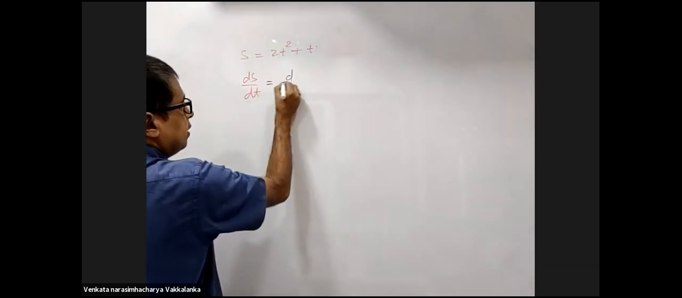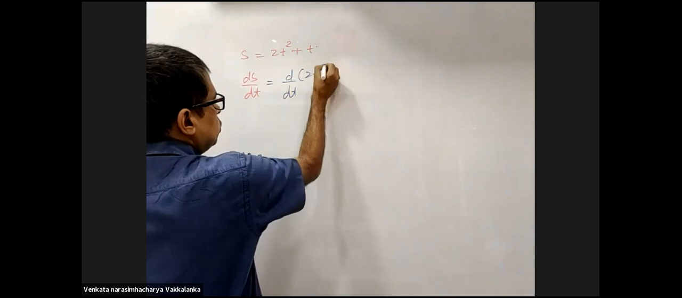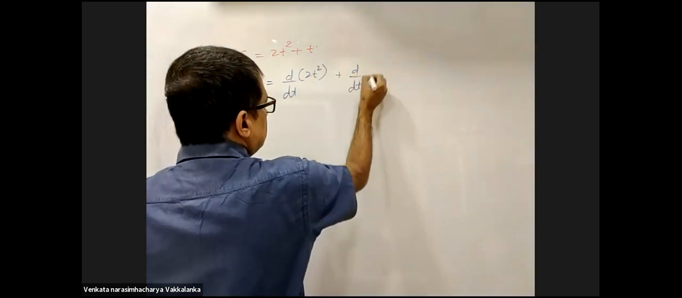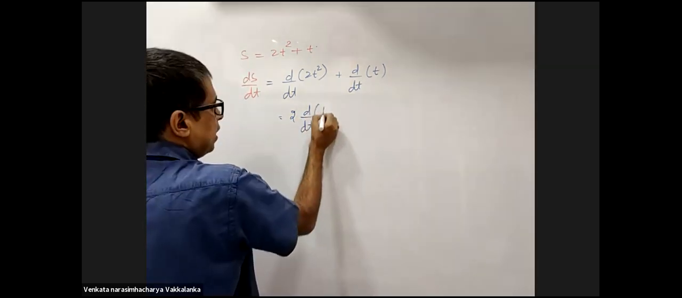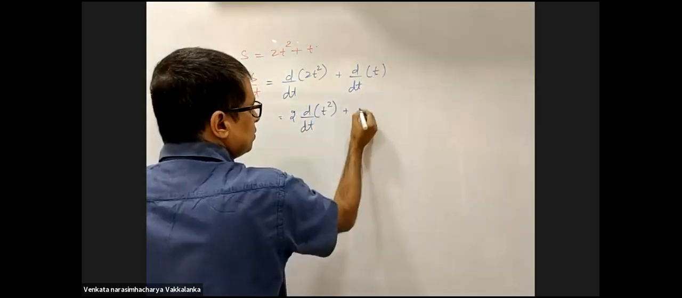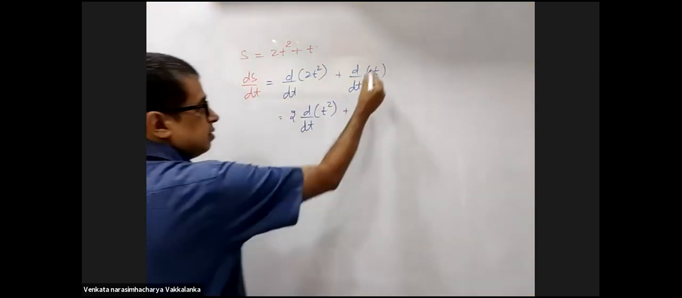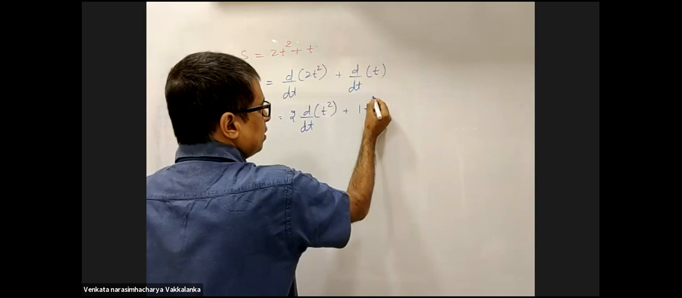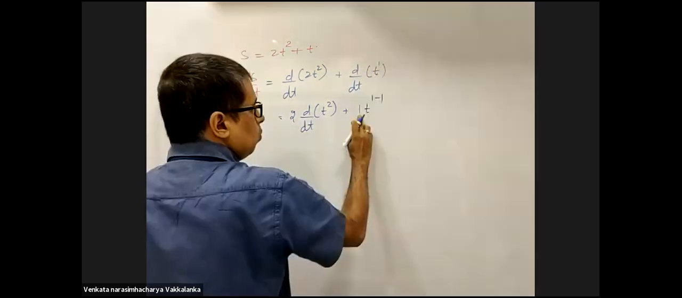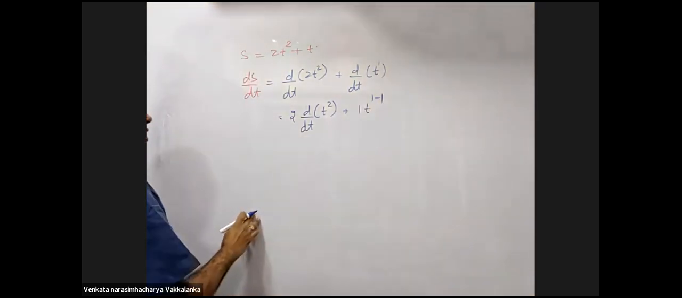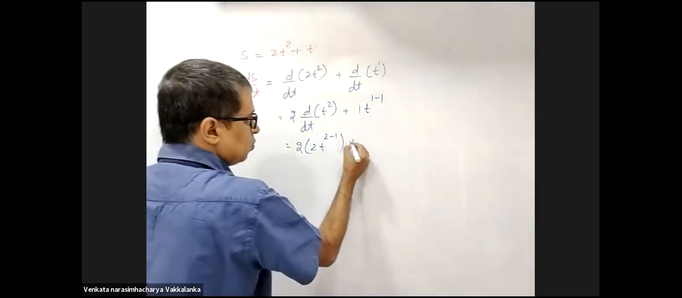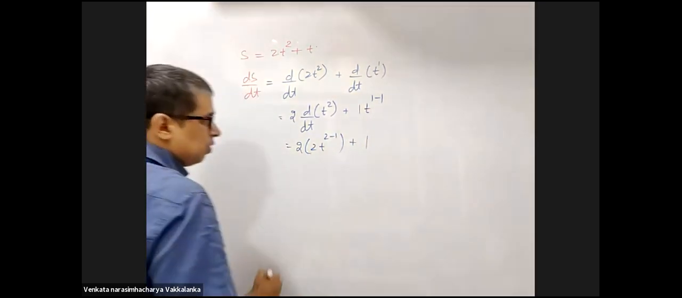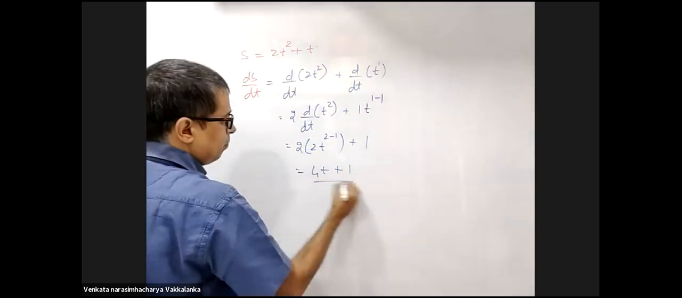Now what will happen? d by dt of 2t square plus d by dt of t. Now this will be 2 into d by dt of t square. This is 1. t to the power 1 minus 1. n t to the power n minus 1. 2 t to the power 2 minus 1. t to the power 0 is 1. 4t plus 1.